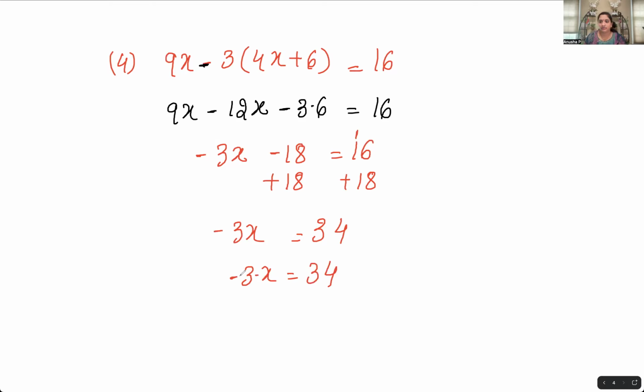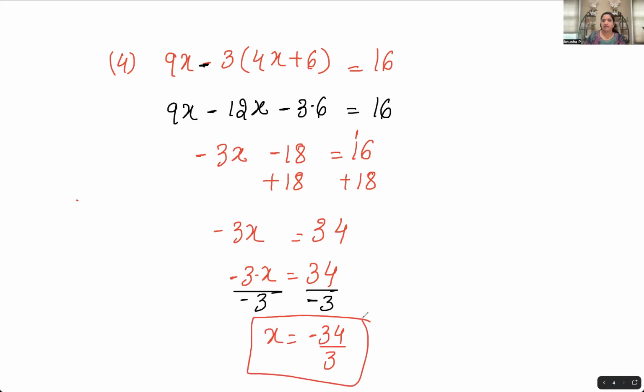The most common mistake is they will say minus 3 and they will add 3 on both the sides. But this is minus 3 times x. The reverse operation for multiplication is division. Divided by negative 3 on both the sides. Okay. So x is equal to minus 34 over 3. Okay.